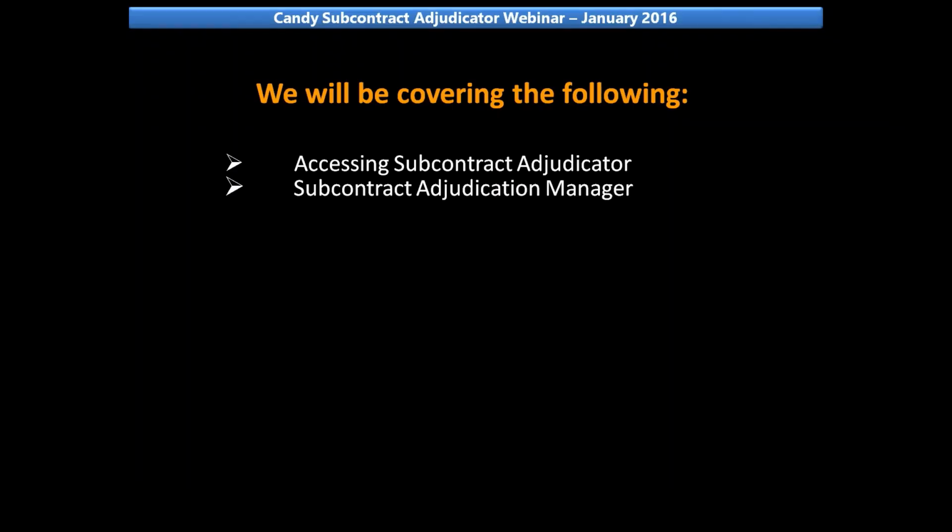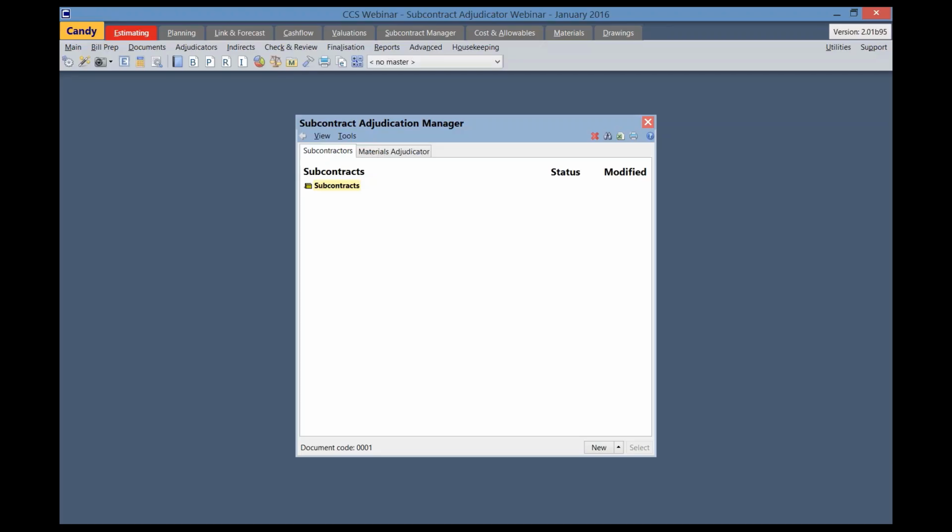Our next topic would be the Subcontract Adjudication Manager. All subcontract packages are created in the Subcontract Adjudication Manager. You can create many subcontract packages, one for every subcontract inquiry. Subcontract packages can be scrolled up into headings similar to any of the other document managers in Candy.